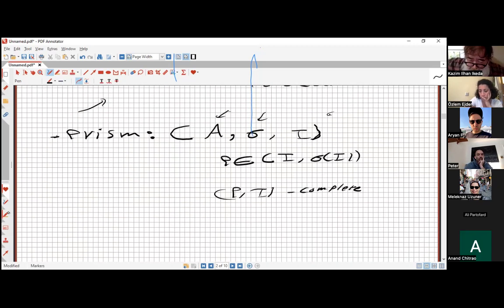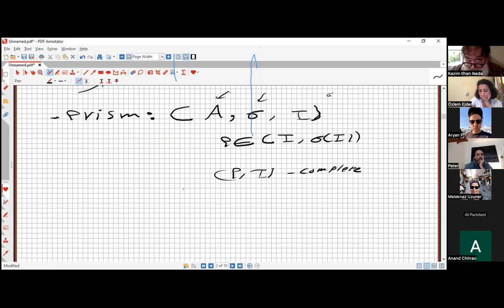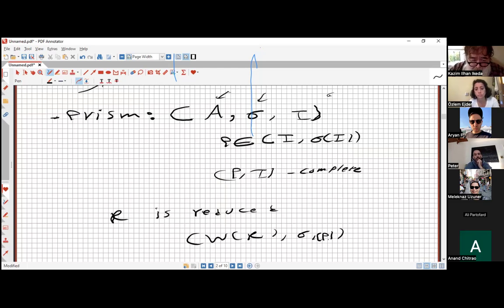Let me give a few examples of important prisms. For example, if R is reduced, then W of R with sigma and the ideal generated by p is a prism. R should be reduced because otherwise W of R might have p-torsion and this would not be a Cartier divisor.